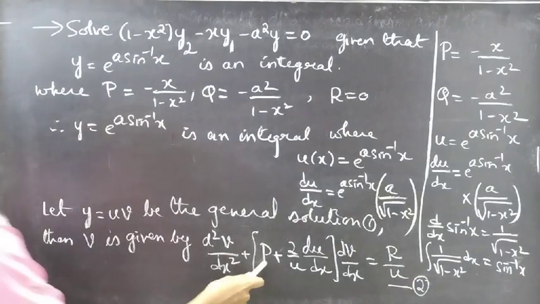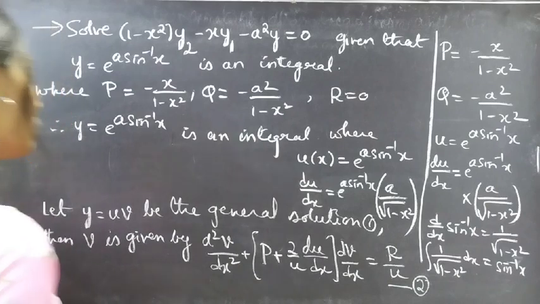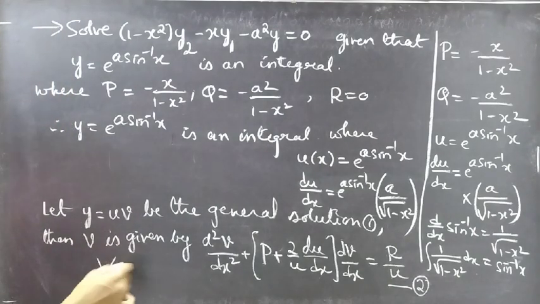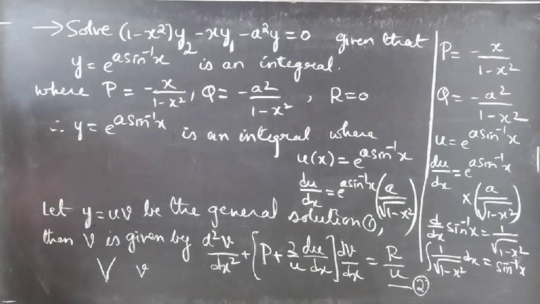Now substitute p, u, du by dx, r and u in this equation 2. From this we'll get capital V and from capital V we'll find small v. And later we'll substitute in the general solution. We'll substitute u and v in the general solution formula.